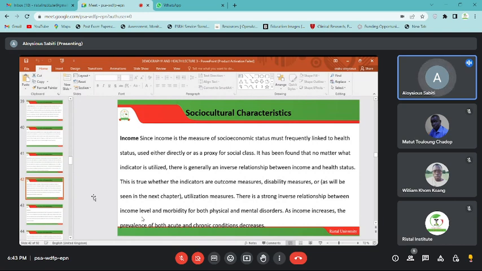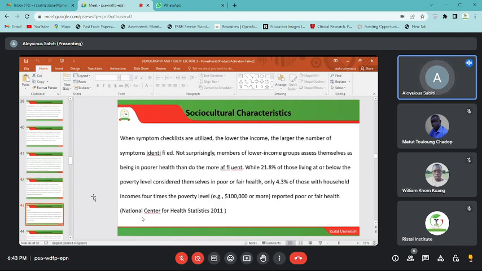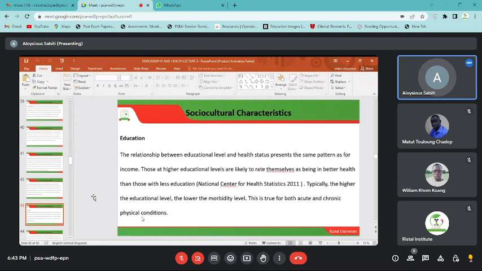Another factor is education. The relationship between education level and health status presents the same pattern as income. Those at a higher education level are likely to rate themselves as being in a better health than those with less education. Typically, the higher the education level, the lower the morbidity level. This is true also for both acute and chronic physical conditions.